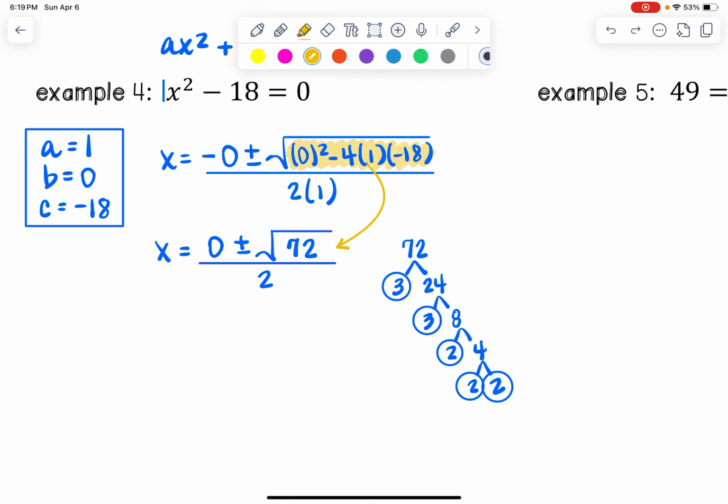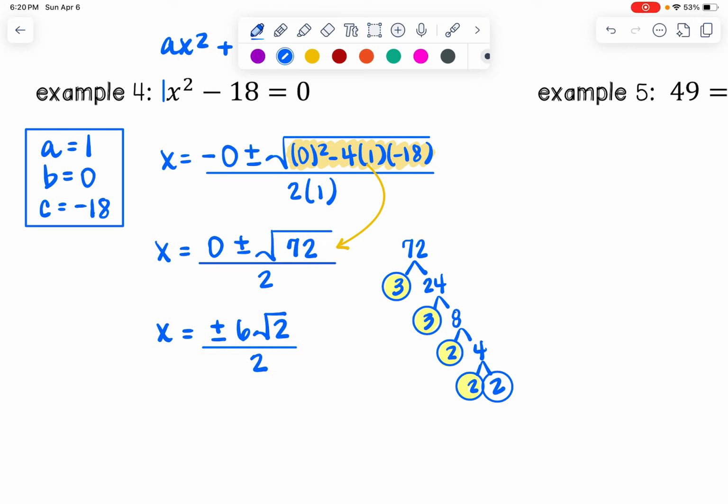All right, and then we're looking for what we have pairs of. I definitely have a pair of 3s and a pair of 2s. So here we go. I'm just going to take the 0 off because 0 plus or minus anything is just that, anything. So the 0 doesn't have any merit on our answer here. So 0 plus or minus, we can take out a 3 and a 2, which is going to give us a 6. And then we have that lonely little 2 that didn't buddy up, so he has to stay inside, all over 2.